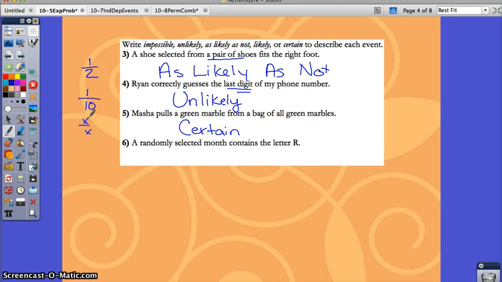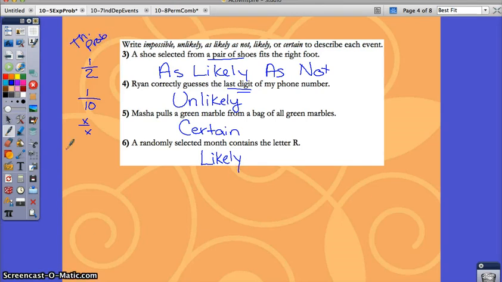And then the last one, a randomly selected month contains the letter R. So when you're thinking about the months, you probably think about this already. How likely is that going to be? Probably pretty likely. Let's think about the theoretical probability. So these over here are theoretical probabilities.